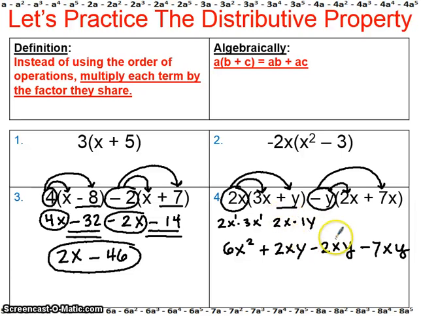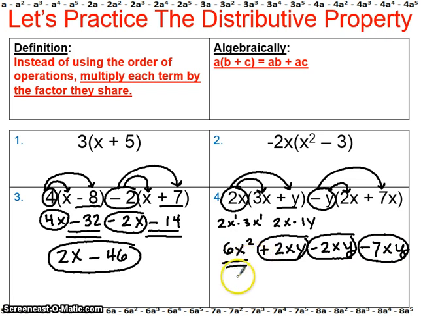Now let's simplify our like terms for our final example of the distributive property. Here we see three sets of like terms: positive 2xy, negative 2xy, and negative 7xy. 6x squared is a term of its own, so let's just bring it down. So we have 6x squared. Now, what is positive 2 minus 2? That's 0, and 0 minus 7 is negative 7 times x times y.